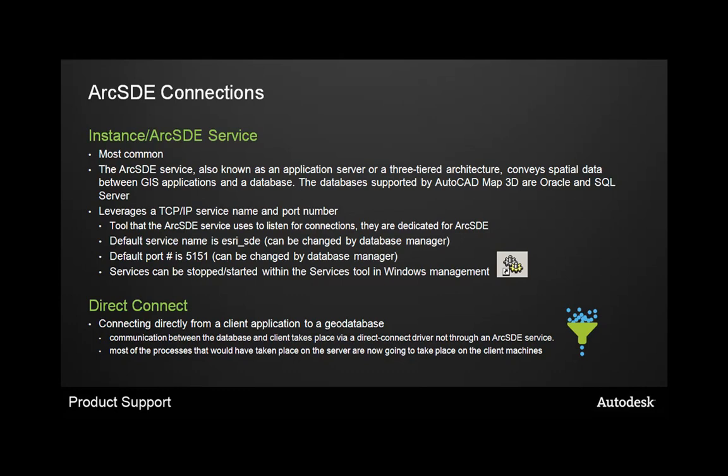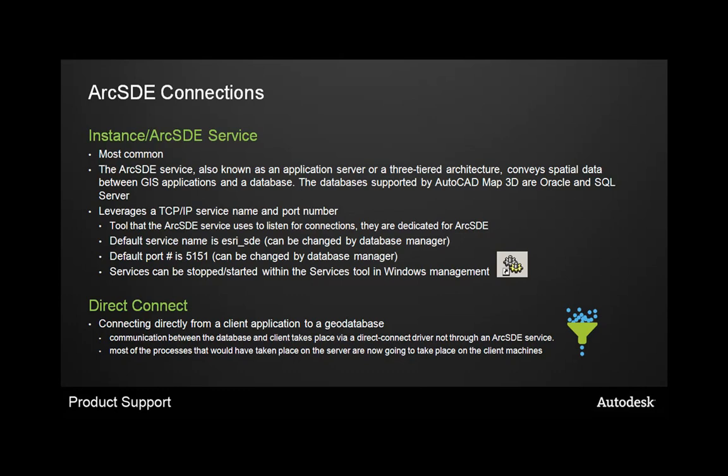These are specifically dedicated for ArcSDE. The default name is typically ESRI_SDE, but your database manager can go ahead and change this, and if they have changed it, you need to be aware so that you can make a connection. The default port number is 5151, but this can also be changed by your database manager. The services can be started within the service tools in Windows Management, and you can see the icon here.